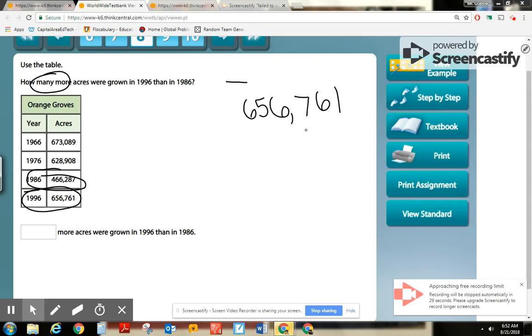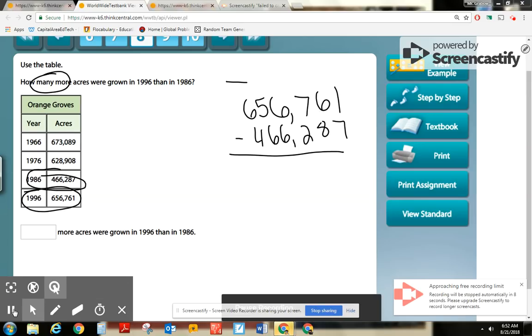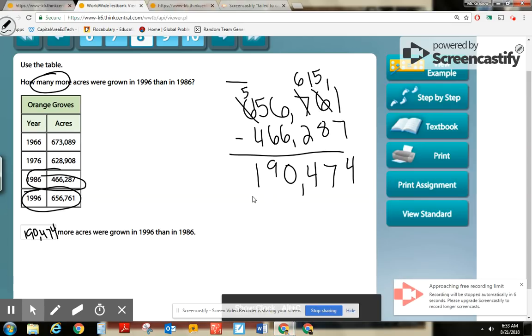656,761. That's a lot of acres. Minus 466,287. So make sure that when you're subtracting here, you're paying attention. You can't always subtract. Sometimes you need to regroup and to borrow. Okay? So the difference between these two numbers is 190,474. Make sure that you're regrouping. Bye.